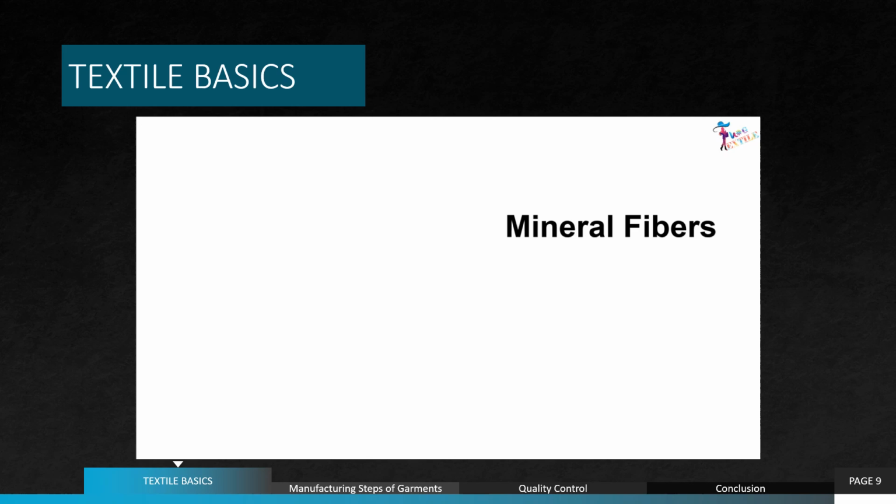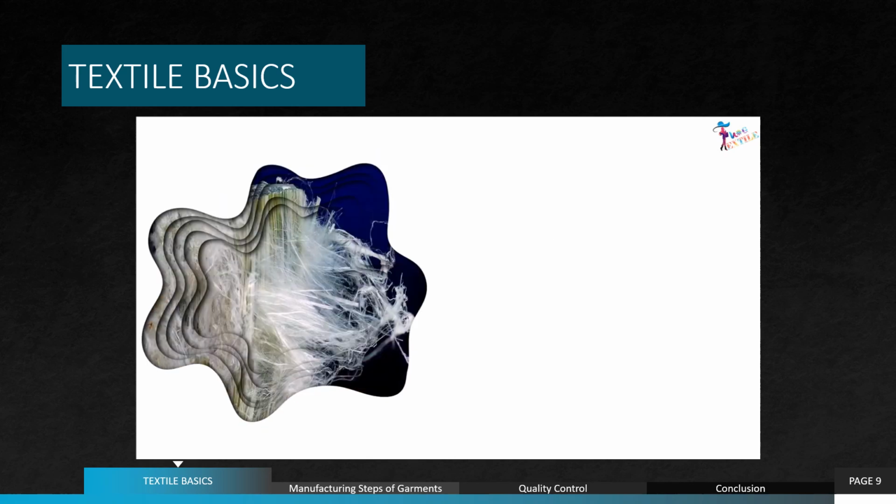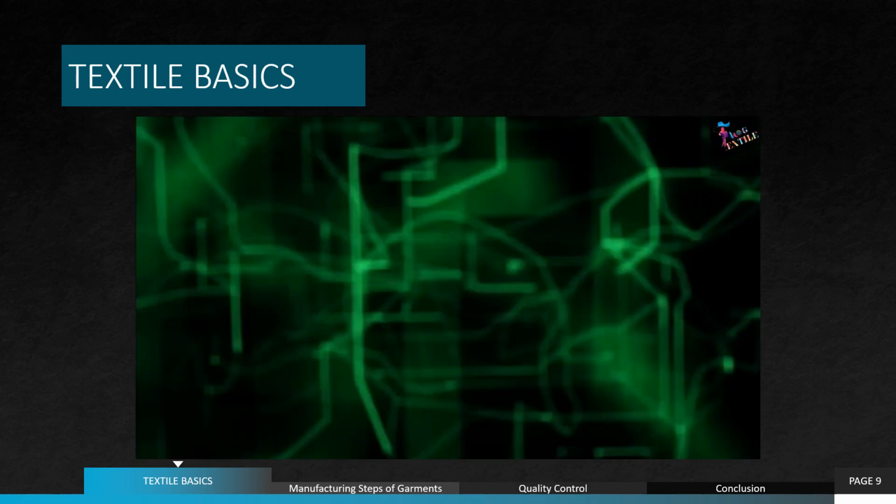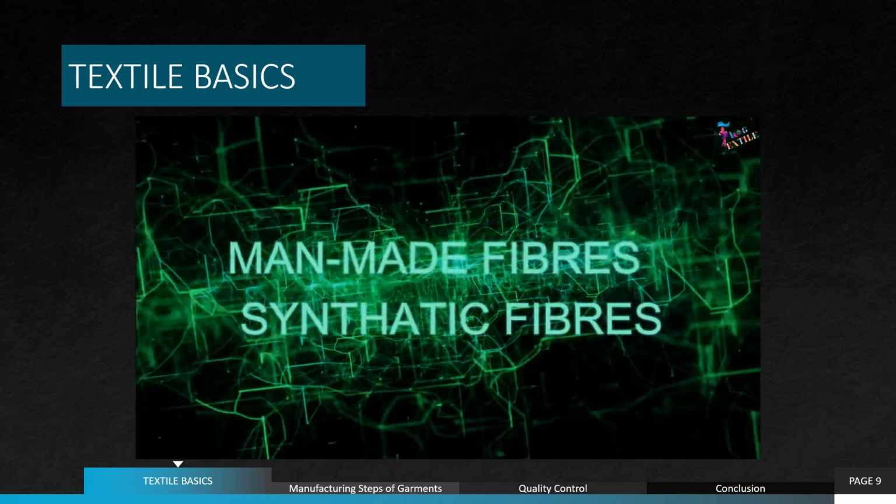Mineral fibers. Asbestos is the only natural mineral fiber obtained from varieties of rocks. Man-made fibers are synthetic fibers.